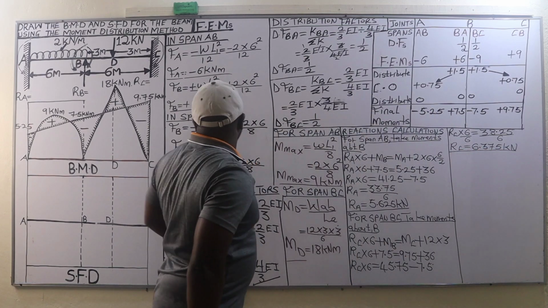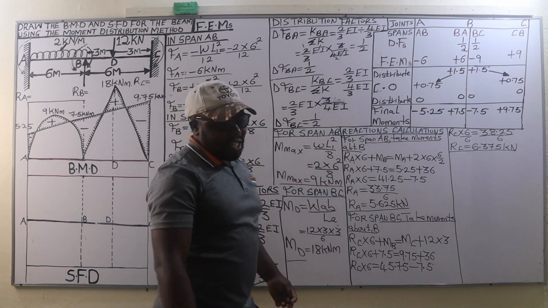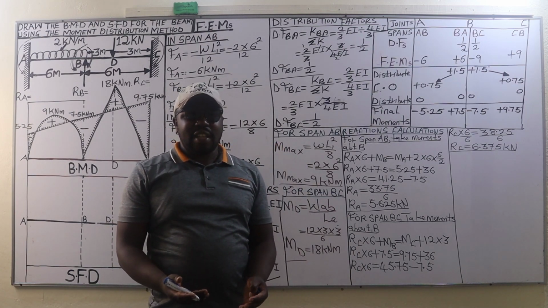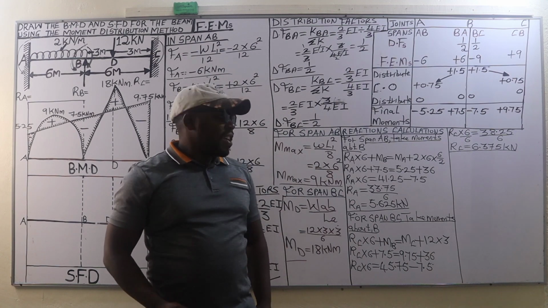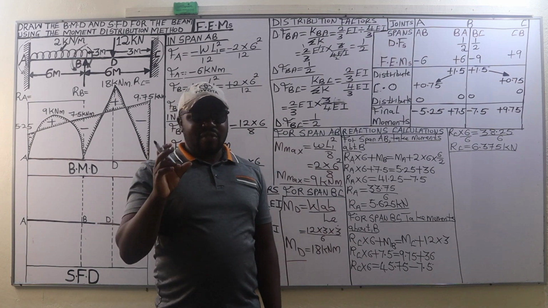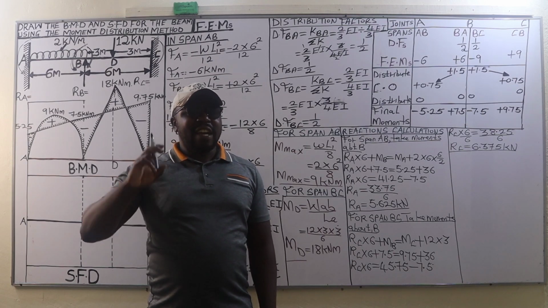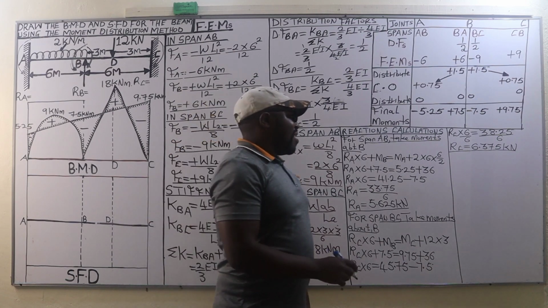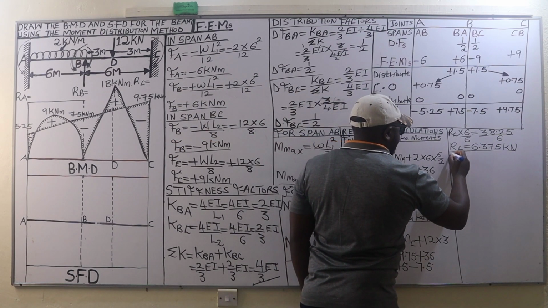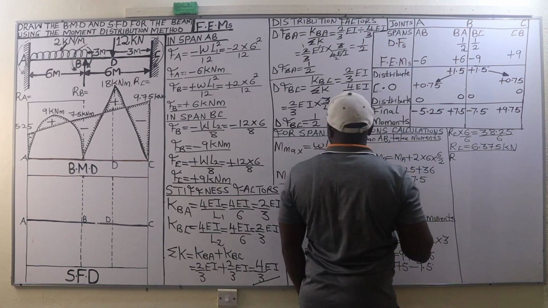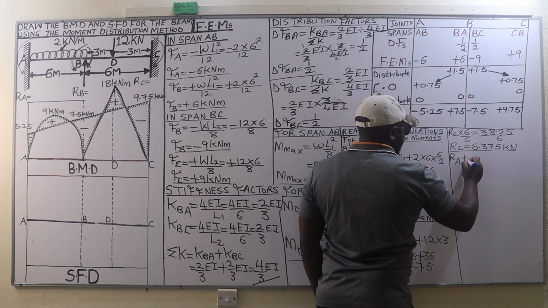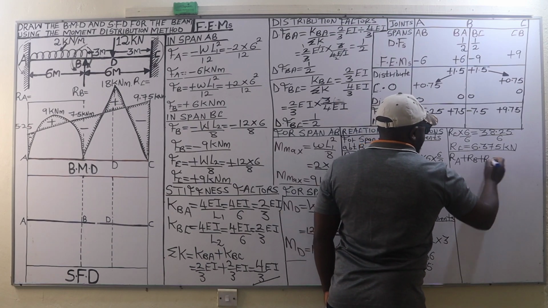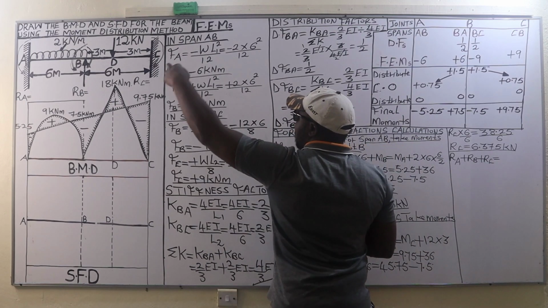Now, to get the reaction at B, we are going to say this: the sum of all the upward acting forces must be equal to the sum of all the downward acting forces. And I think this is Newton's third law of motion, which states that for every action there must be an equal and opposite reaction. So we are going to have the upward acting forces or reactions: RA plus RB plus RC is equal to the downward acting forces.